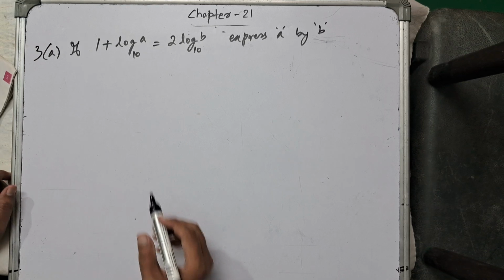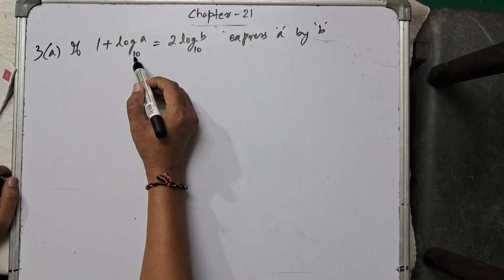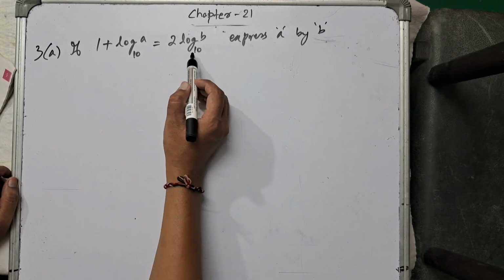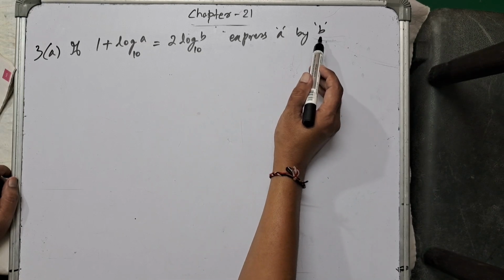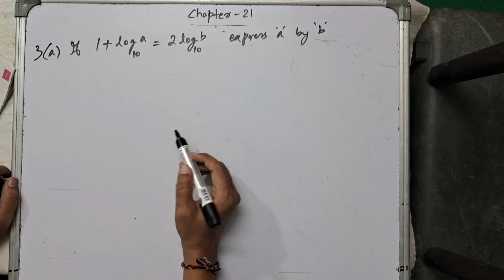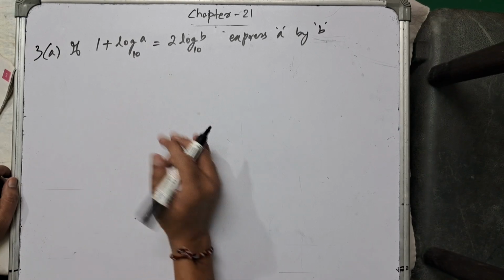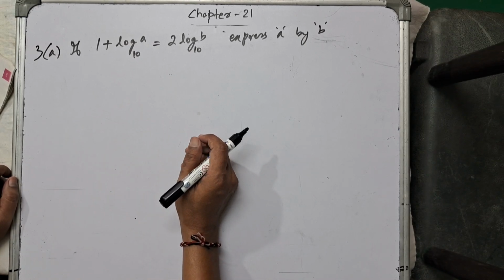Question number 3a. If 1 plus log a to the base 10 equal to 2 log b to the base 10, express a by b. So we are asked to express a in terms of b. This is the given equation. Before doing this question, let's see the rule which will be needed to solve this question.